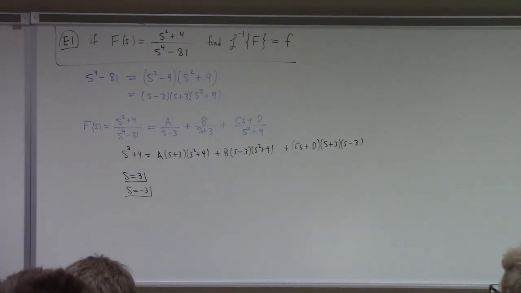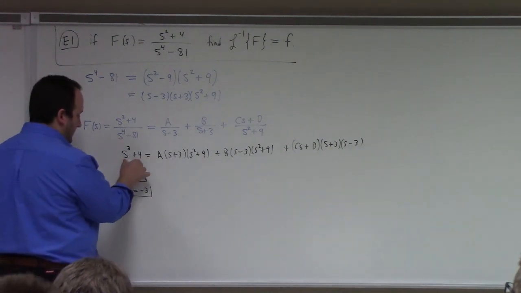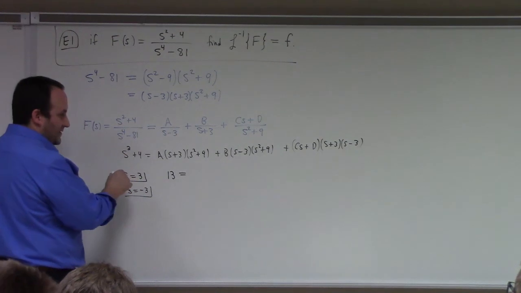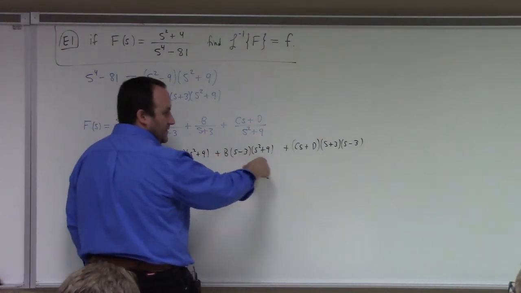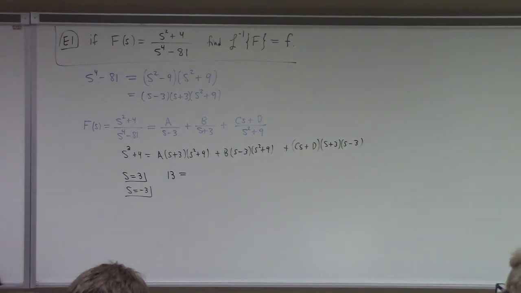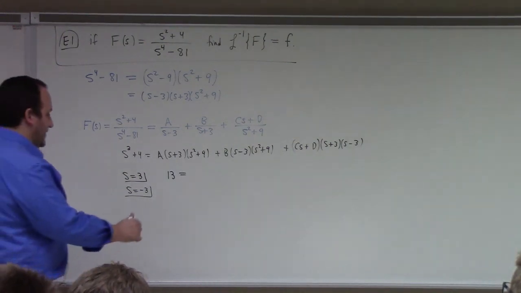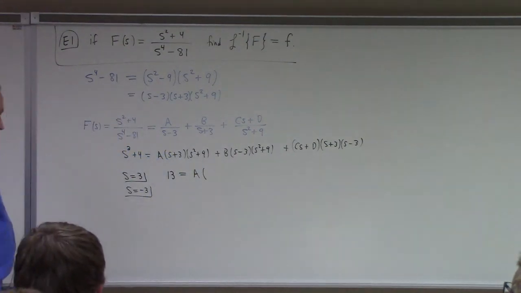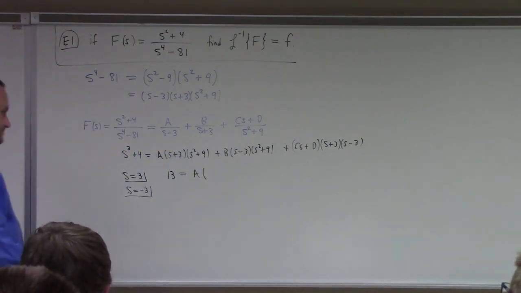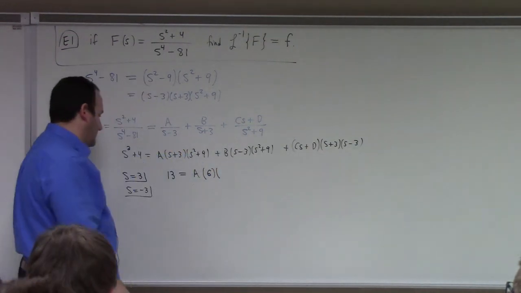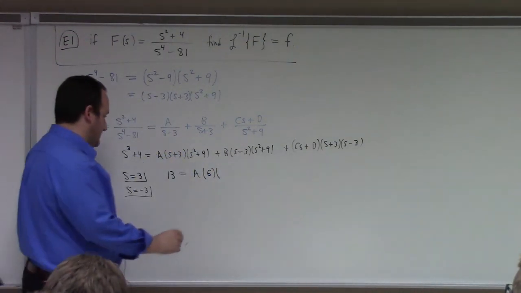So if I set s equals 3, on the left-hand side, what do I get? 13, yeah. And this is gone, and that is gone, because when I plug in 3, I get 0 from those terms. So the first one gives me A times what? It looks like a 6 times an 18.